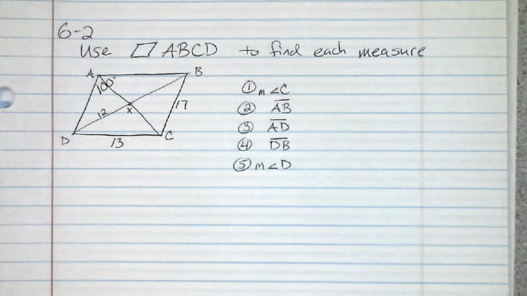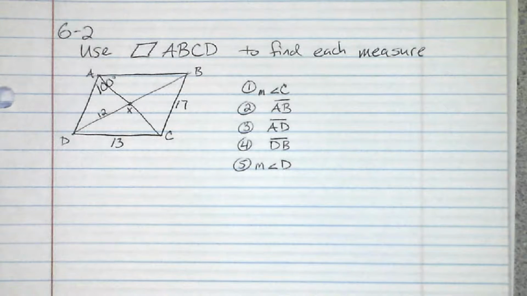Next, if it has one right angle, then it has 4 right angles. And that goes along with the fact that the consecutive angles are supplementary, because remember that means the angles that are next to each other add up to 180. So if one of them's 90, the next one has to be 90, so they add up to 180. The next one has to be 90, so they add up to 180, and so forth.